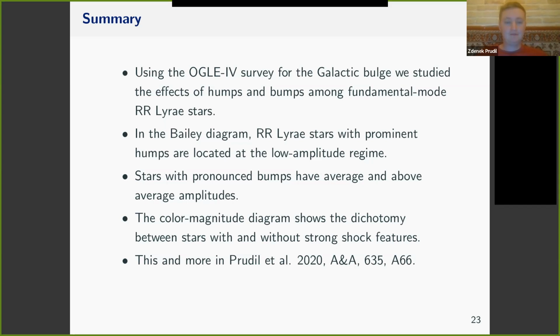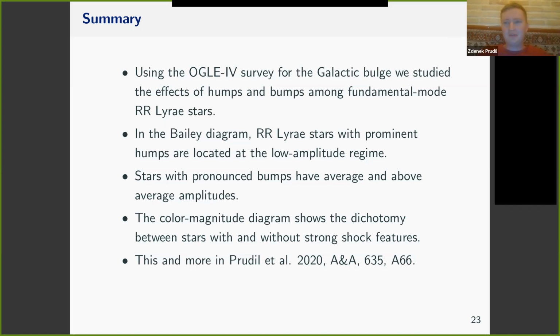I also have a question. It seems like this is already a pretty big sample in which you detected the humps and bumps. What do we need to understand why they appear more strongly in some of the stars rather than others, to get a more physical picture of what's happening? I would say that we need to understand and model the physics behind the shocks, I think.